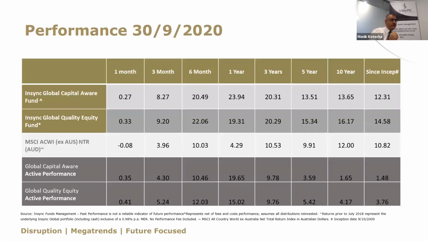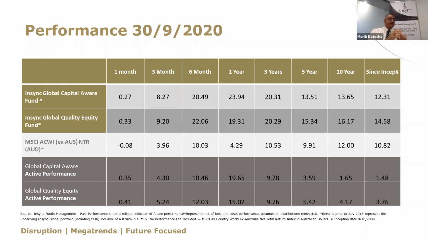You can see here the performance of the two funds that we're currently managing, the two managed funds. They're both identically managed. They've both got the 30 stocks across the 16 global megatrends. There's only one difference between the two funds. The Capital Aware Fund has an added downside protection strategy in place. So you can see that in a very difficult environment, the megatrends are delivering returns.